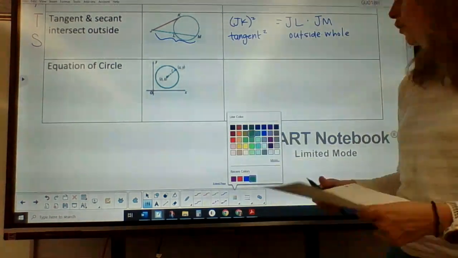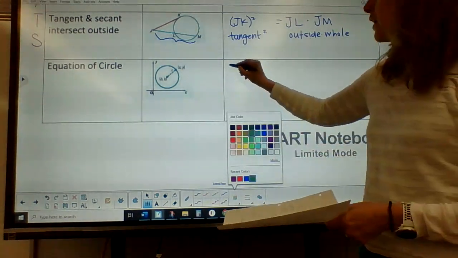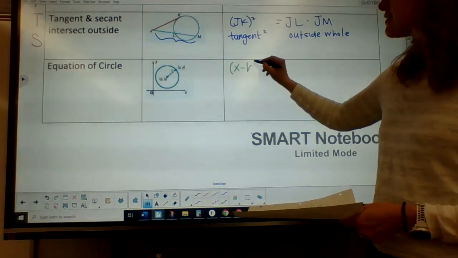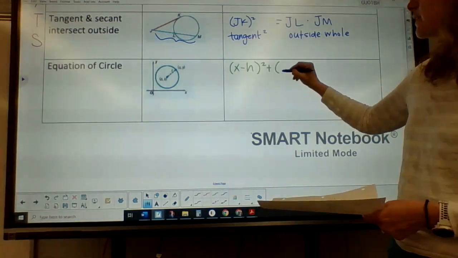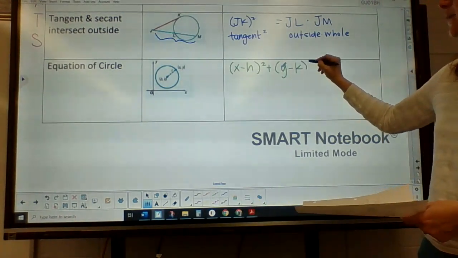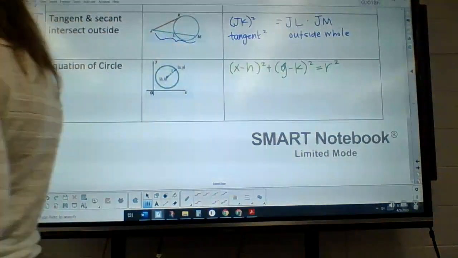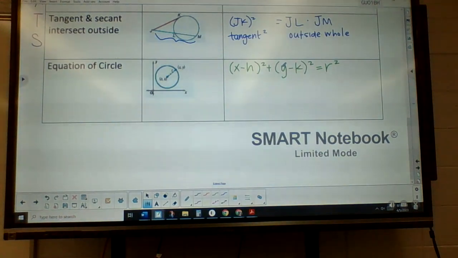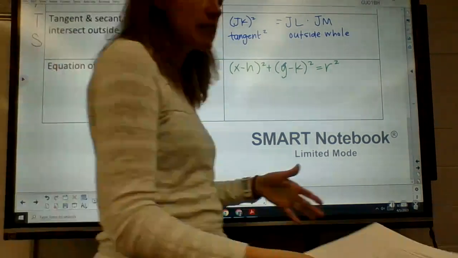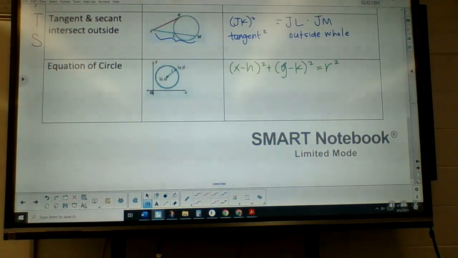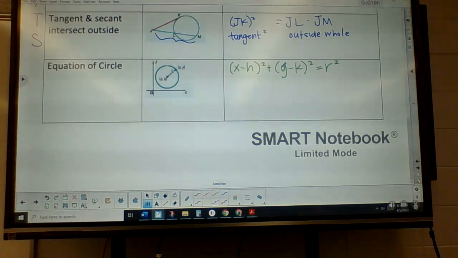So we'll put that formula down here, and then we'll talk about it more in class today, but let's write it down. So make sure you write it down correctly. So it's x minus h squared plus y minus k squared equals r squared. And again, this is brand new to you guys, so it probably doesn't seem like anything makes any sense.